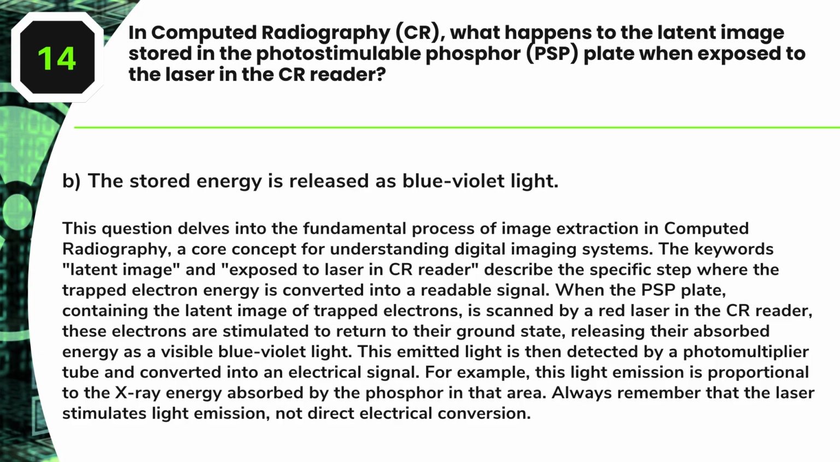When the PSP plate, containing the latent image of trapped electrons, is scanned by a red laser in the CR reader, these electrons are stimulated to return to their ground state, releasing their absorbed energy as a visible blue-violet light. This emitted light is then detected by a photomultiplier tube and converted into an electrical signal. For example, this light emission is proportional to the X-ray energy absorbed by the phosphor in that area. Always remember that the laser stimulates light emission, not direct electrical conversion.